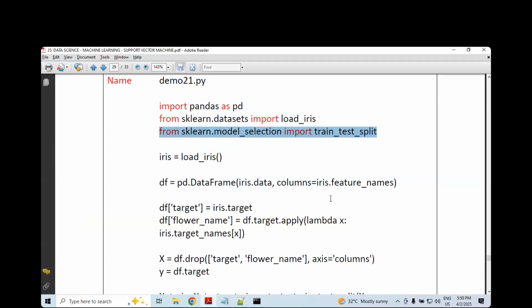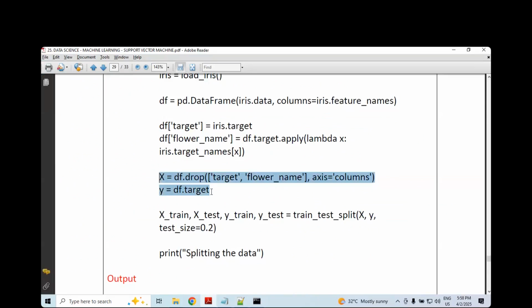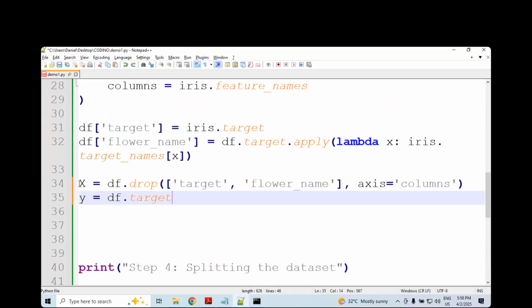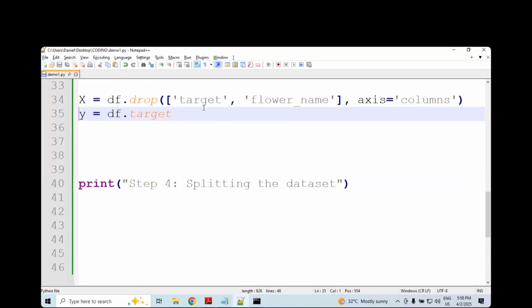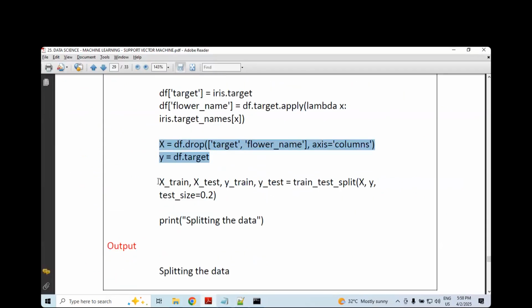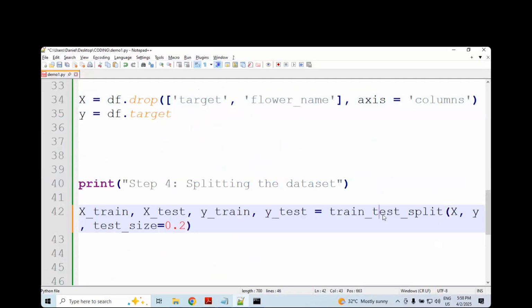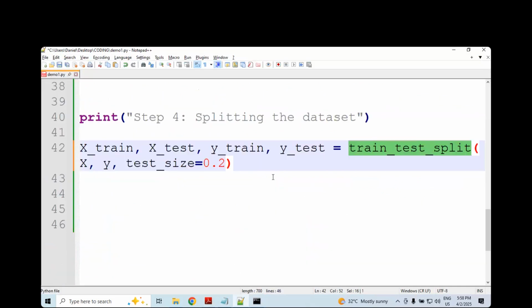I hope I'm not talking too much. Sir, do the data preparation. Yeah, this one is the X and this one is the Y. Target is not required, flower name is not required. We are just dropping those. Now you just have to call a function. What is the function name, sir? train_test_split. I hope you already know.